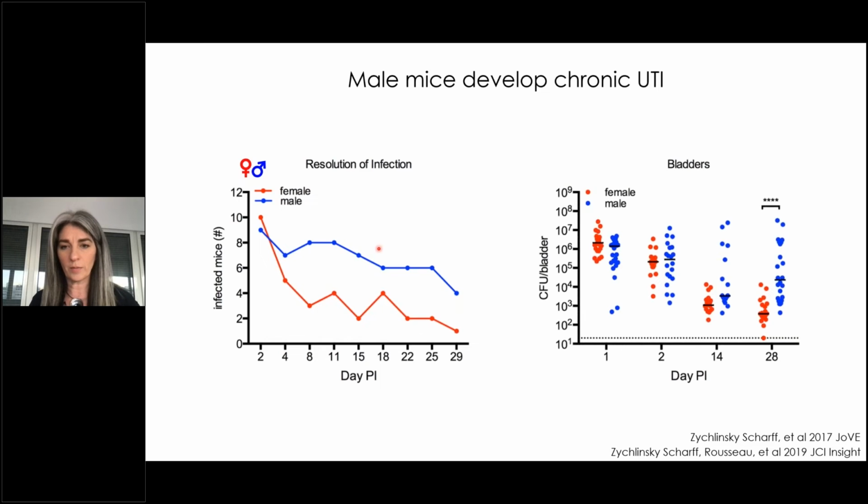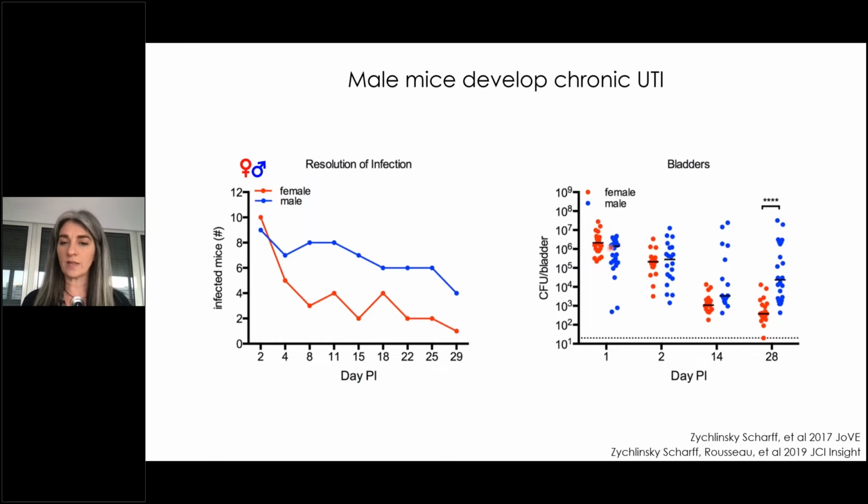So if we look a little bit more closely, what we see is that at that initial time point, the number of bacteria that are in the bladder that are part of the infection are actually equal between female and male mice. So what we've done here is we've digested the bladders from these mice that are infected, and we count the number of bacteria that are present. Each dot is a mouse, and again, red is female and blue is male.